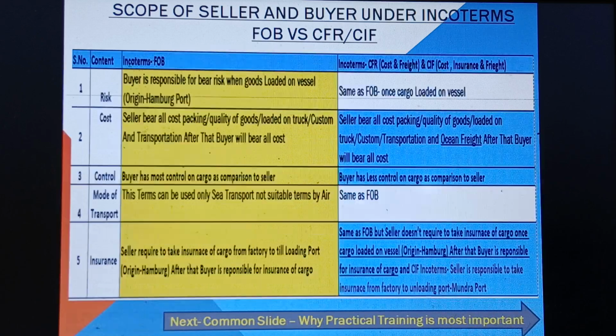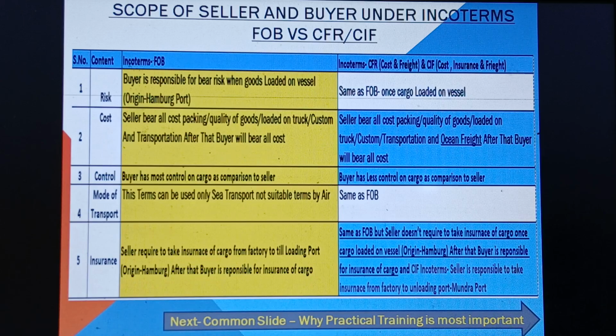So let us go. This slide has 5 contents, for the same Incoterms: FOB, CFR and C&F. Content number 1, risk. Buyer is responsible for bearing risk when goods are loaded on the vessel. And CFR and C&F are the same as FOB, once cargo is loaded on the vessel.